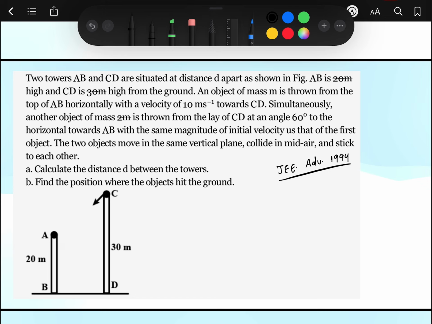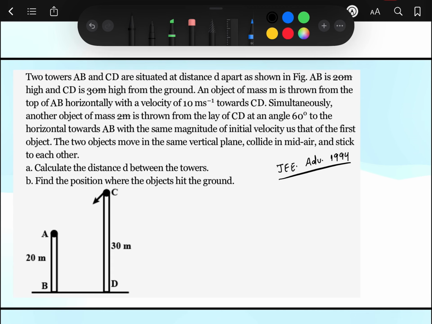Two towers AB and CD are situated at a distance D apart as shown in the figure. AB is 20 meter high and CD is 30 meter high from the ground. An object of mass M is thrown horizontally from point A on tower AB with a velocity of 10 meter per second. So it is being thrown like this, 10 meter per second.